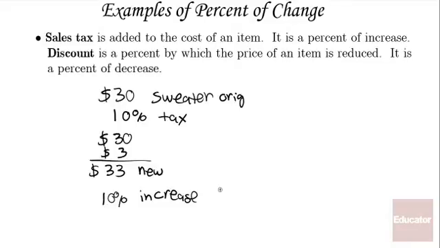Percent decrease can be illustrated by the concept of a discount, which is a lot more fun than the concept of a sales tax. A discount is a percent by which the price of an item is reduced. So maybe you went out to buy the sweater and it turns out it was on sale, 10% off. So you're actually going to pay 10% less for the sweater, and that's a 10% decrease in the price of the sweater.